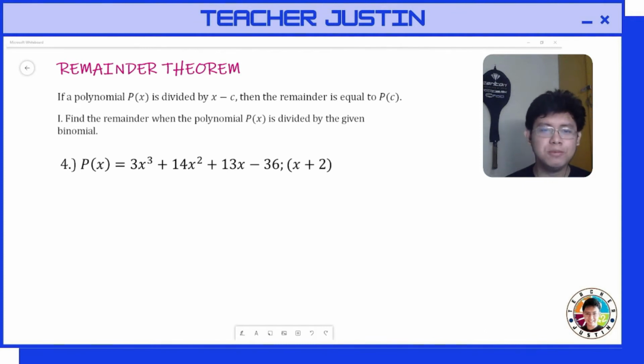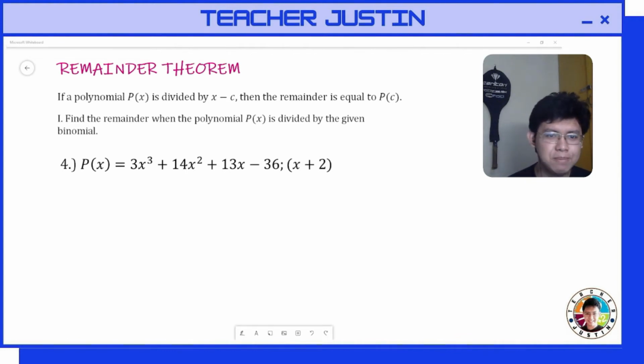On today's topic, we're going to talk about Remainder Theorem. Now, what is Remainder Theorem? Remainder Theorem states that if a polynomial p of x is divided by a binomial x minus c, then the remainder is equal to p of c.